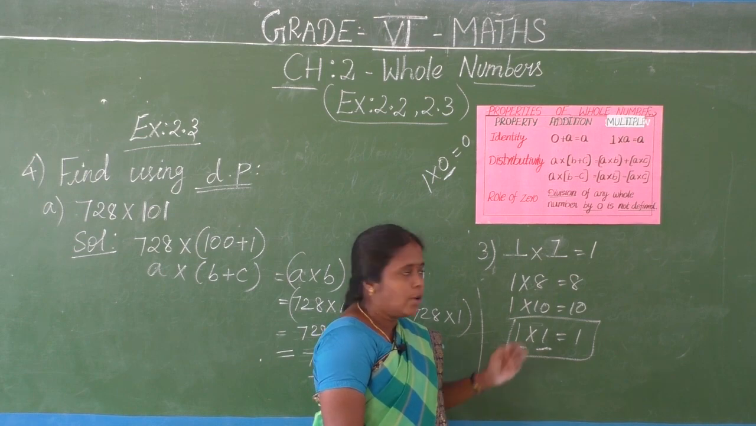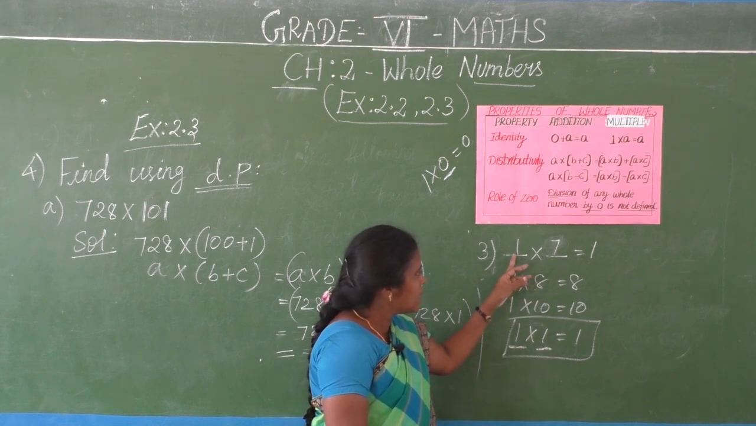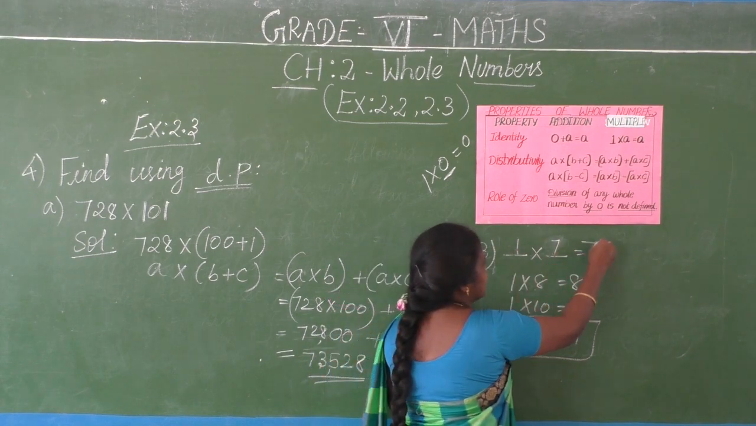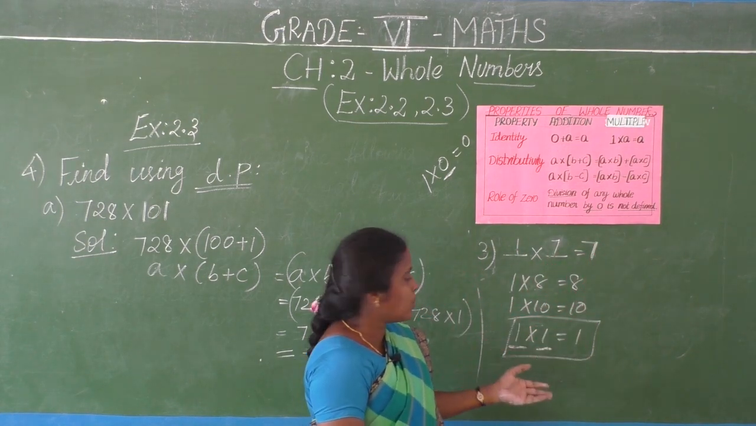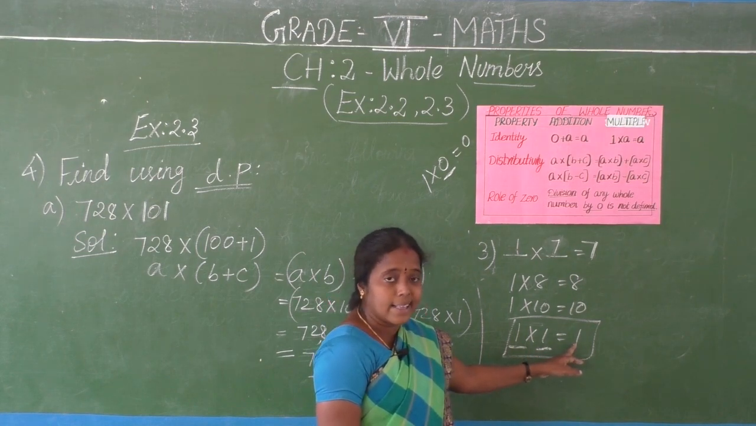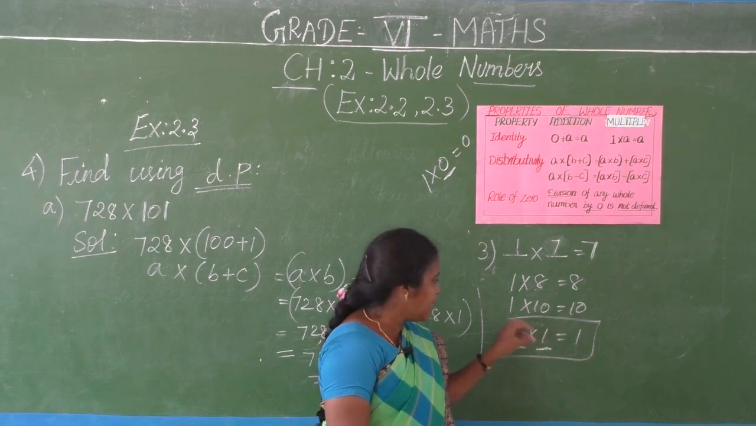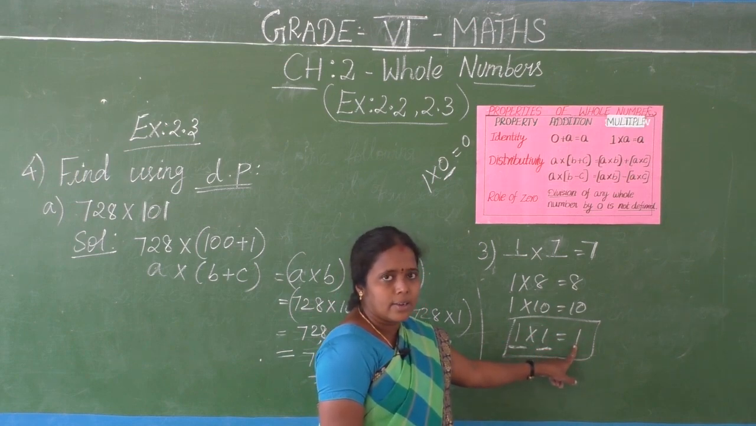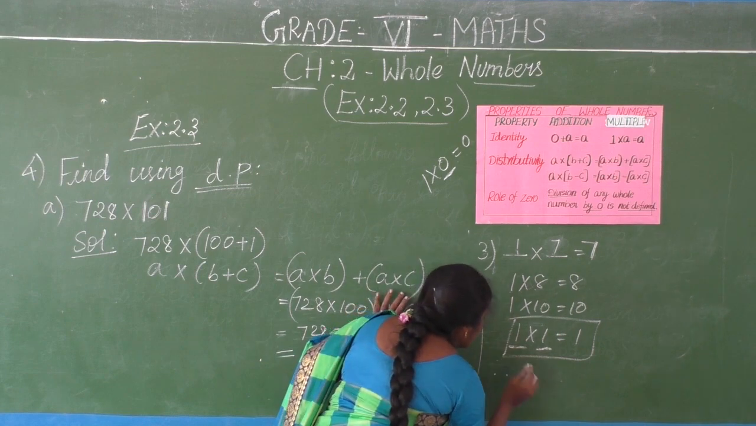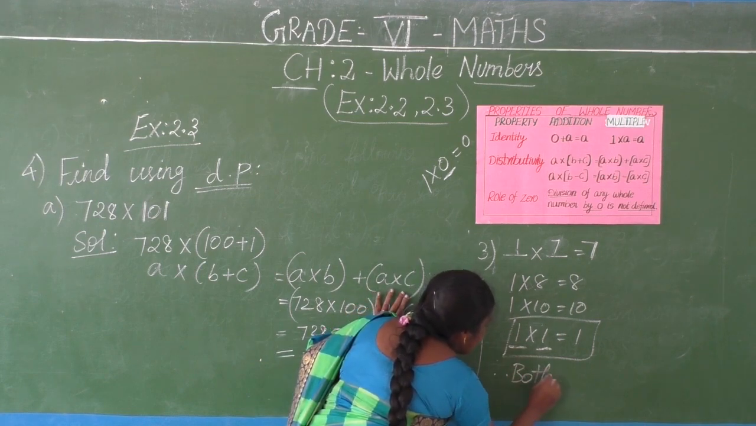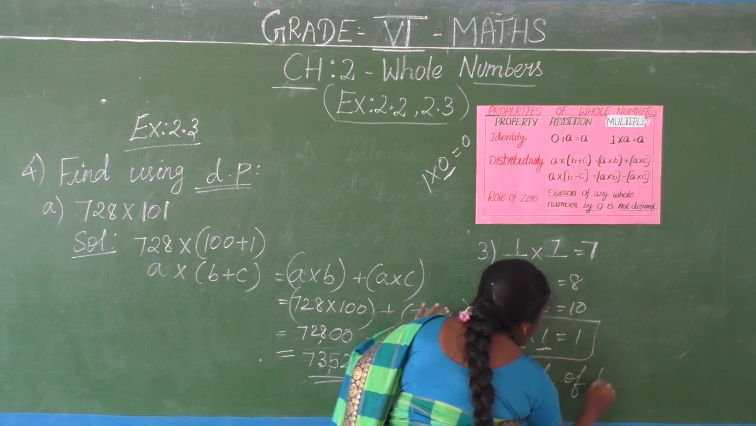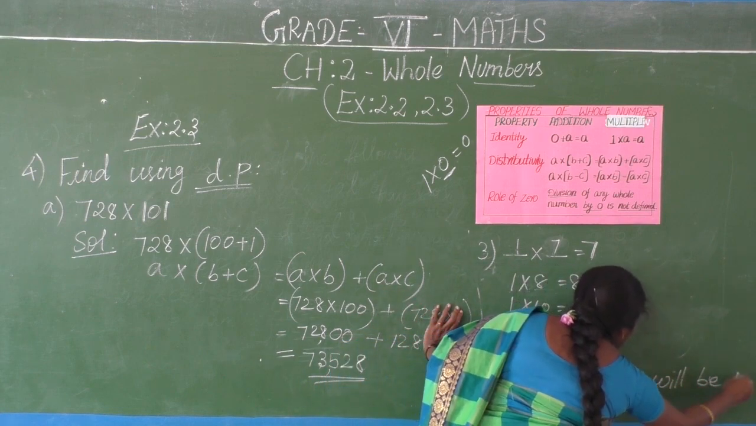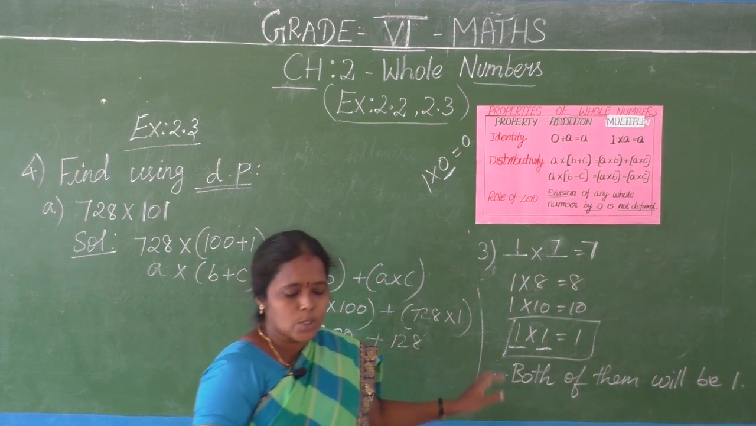This is the question. Just observe. In one place if you apply 1, you are getting different numbers only. 1 into 7 is 7. You are getting different answers. You are not getting the number 1 as the answer. So what to do? If you enter 1 in 2 places, you will get the answer 1. So what do you write? Both of them will be 1, to get the product 1. Understood?